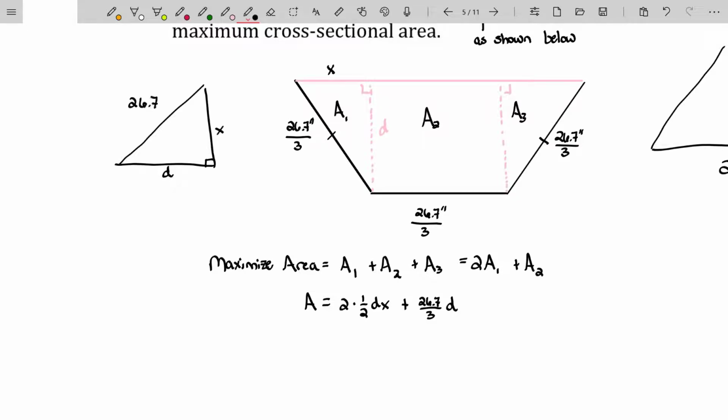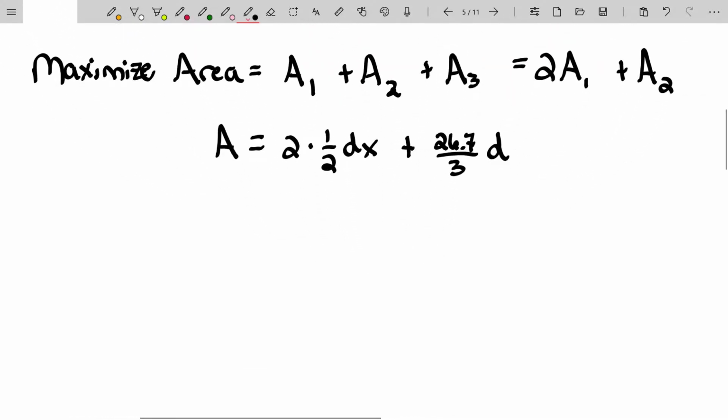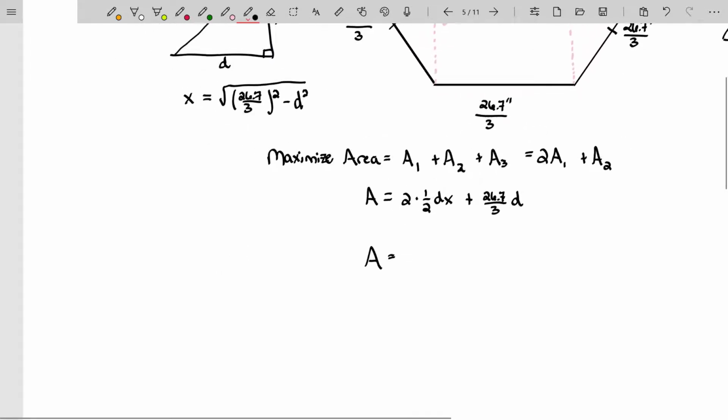But we can find what X is by using the Pythagorean theorem. We happen to know that X is going to be the square root of that 26.7 over 3 being squared minus D squared. That's what X is equal to. So I'll go ahead and plug that into my area formula. And that's the relating equation, if you will.